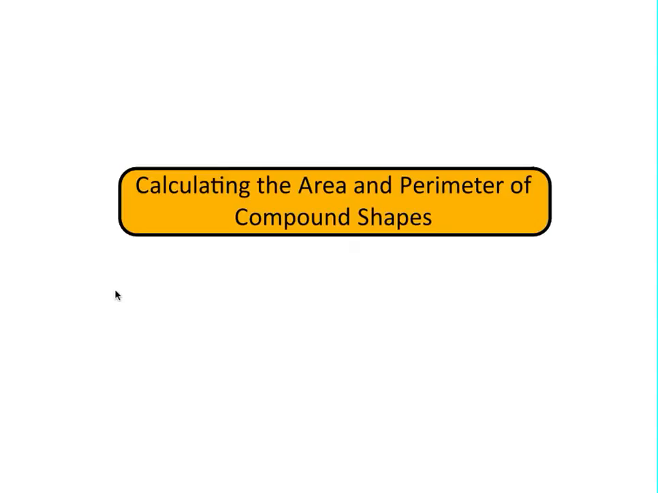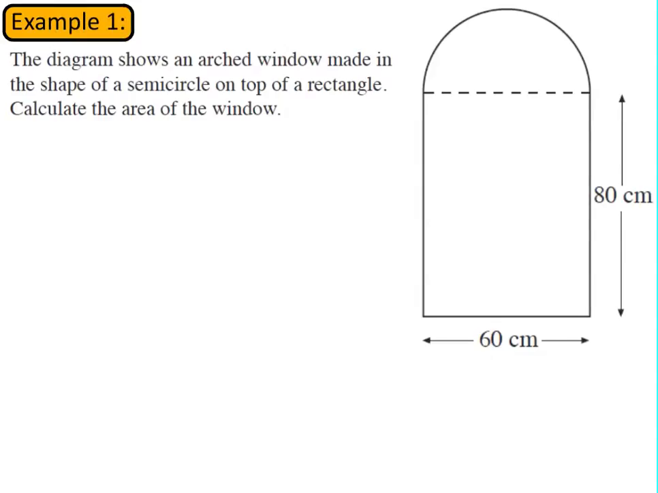In this lesson, we're going to be looking at the area and perimeter of various compound shapes. In particular, we're going to be looking at those shapes that include circles or parts of circles. So in this example, we've got an arched window and we need to work out the area. Now the window, as you can see, comprises of two shapes, a semicircle and a rectangle.